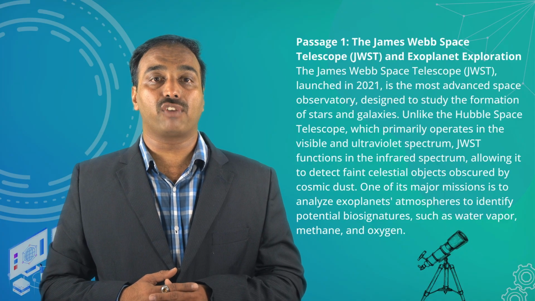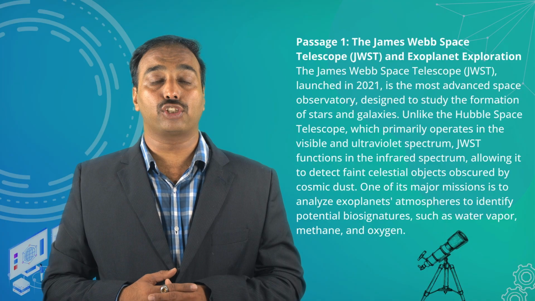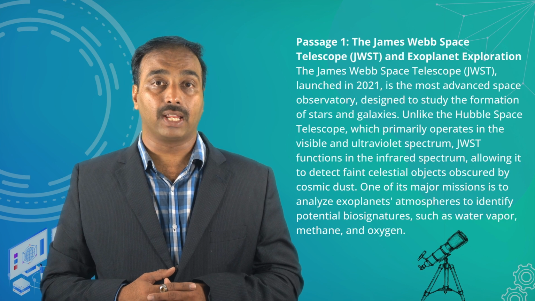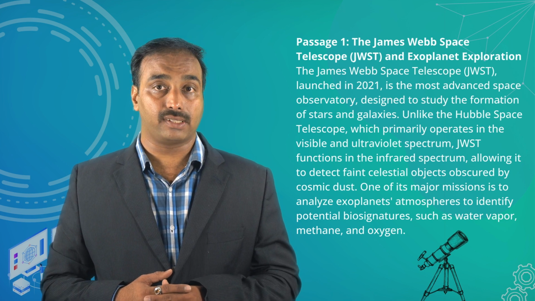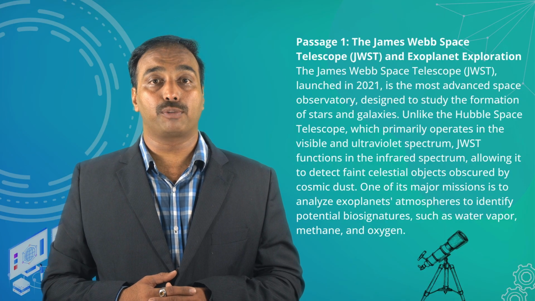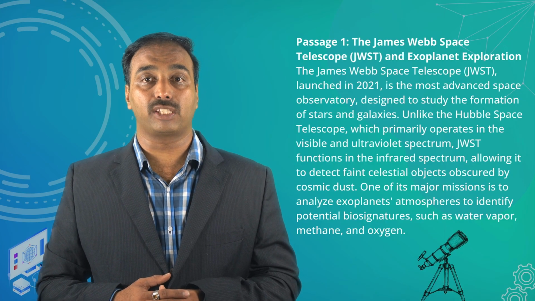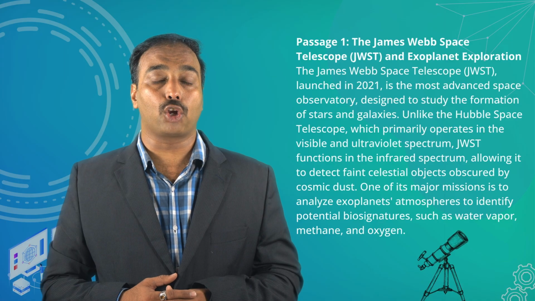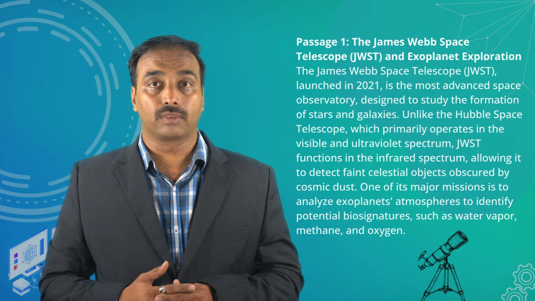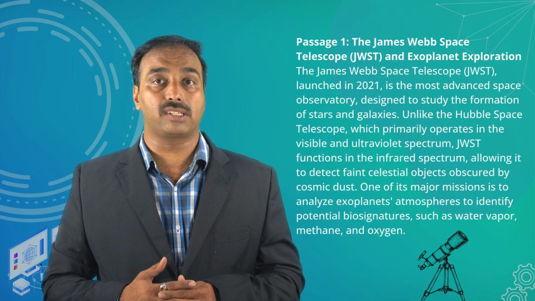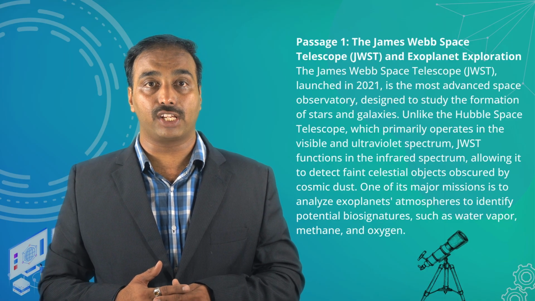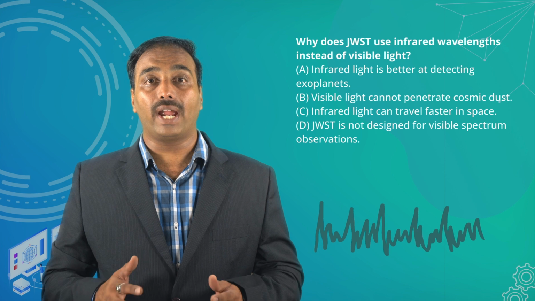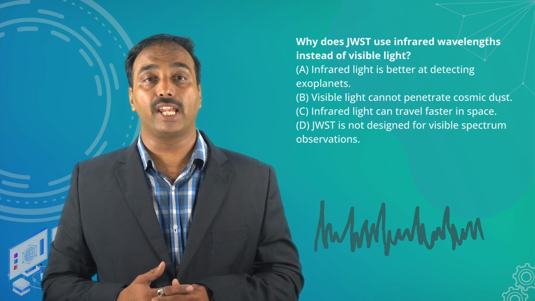Passage 1. The James Webb Space Telescope, that is JWST, an exoplanet exploration telescope launched in 2021, is the most advanced space observatory designed to study the formation of stars and galaxies. Unlike the Hubble Space Telescope, which primarily operates in the visible and ultraviolet spectrum, JWST functions in the infrared spectrum, allowing it to detect faint celestial objects obscured by cosmic dust. One of its major missions is to analyze exoplanets' atmospheres to identify potential biosignatures such as water vapor, methane, and oxygen. The question related to the above passage is, why does JWST use infrared wavelengths instead of visible light?